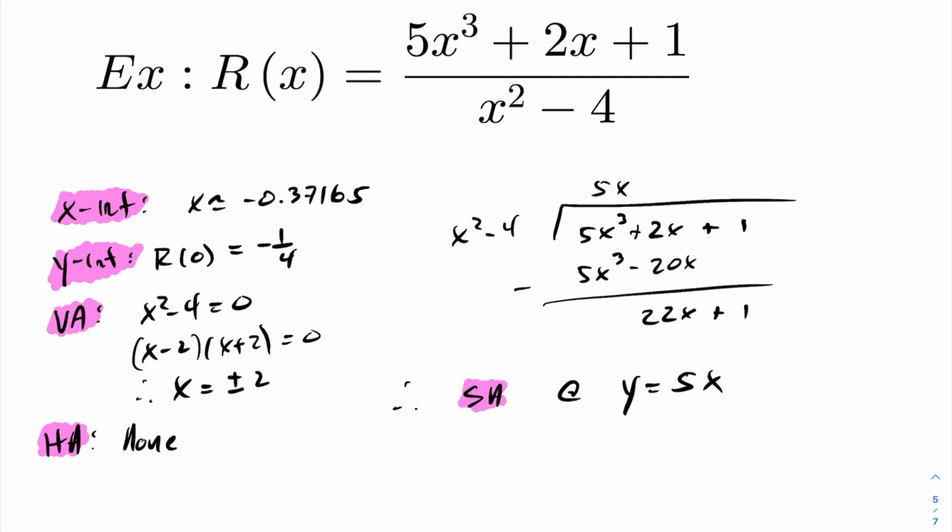Moving on, I found the y-intercept. The y-intercept is negative 1/4. Again, you just evaluate the function at 0, in which case we get negative 1/4 for the y-intercept. Vertical asymptotes happen when the bottom is 0, in which case we can factor and we get roots at plus or minus 2. Again, you cannot have a horizontal asymptote with a slant asymptote, so there's no horizontal asymptote. Going through long division here, we find the slant asymptote is 5x.